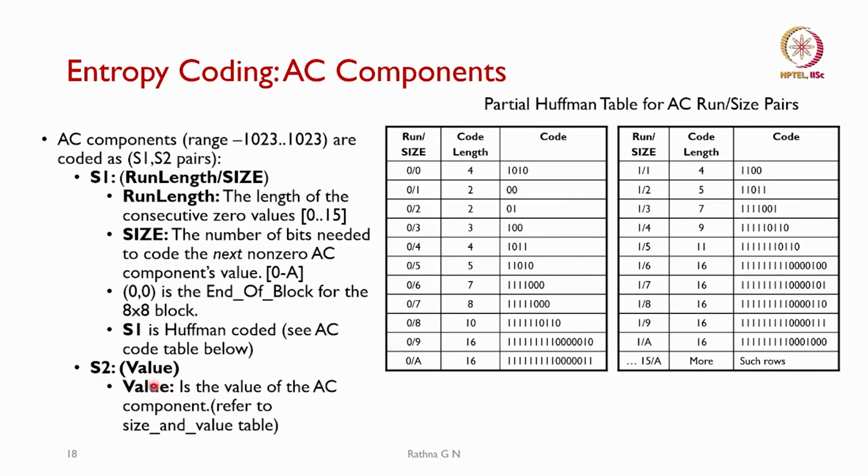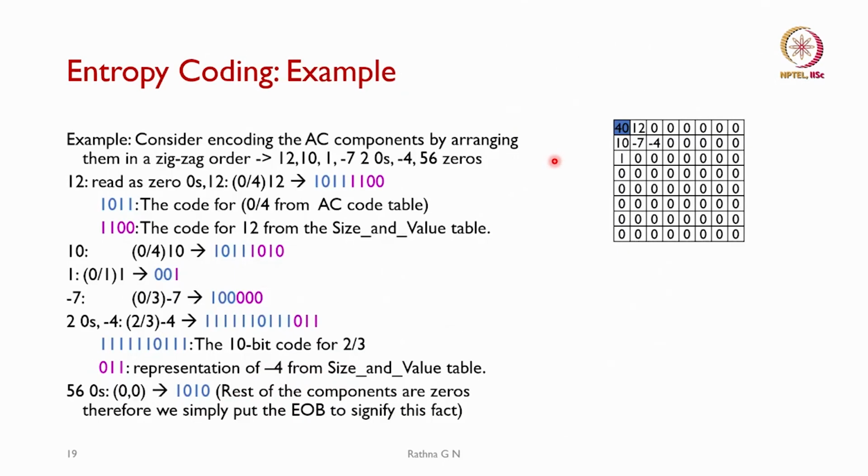So, in this case you will have S1 comma S2, where S2 will be the value. S1 is the run length or size that you will be sending, and then the value is what you exactly put in here, the value of the AC component, from the size and value table. This is size, and then you have the code length and then the code here. So, the value will be from here. Okay. So, this is how you would do the entropy coding example shown here.